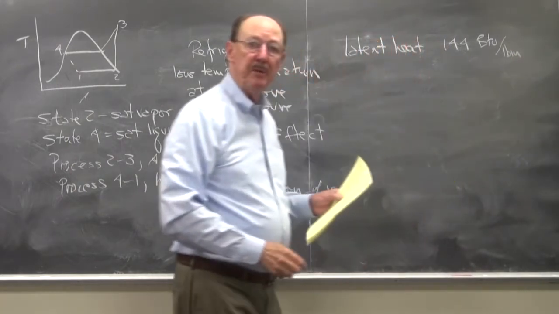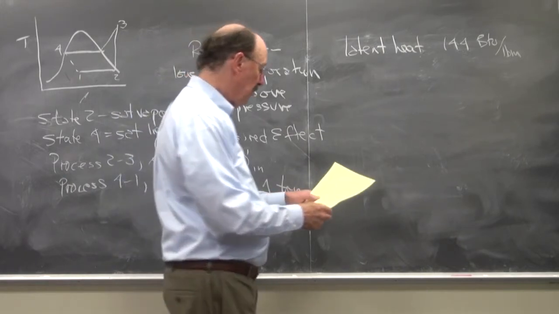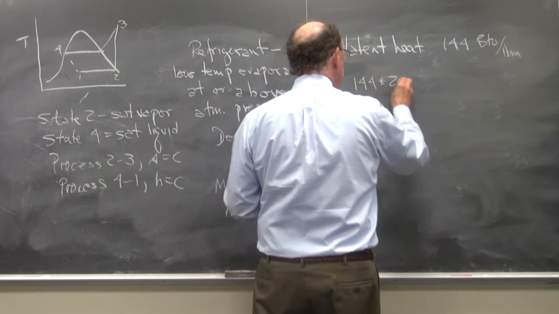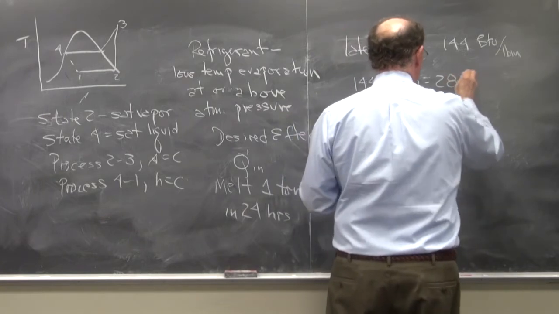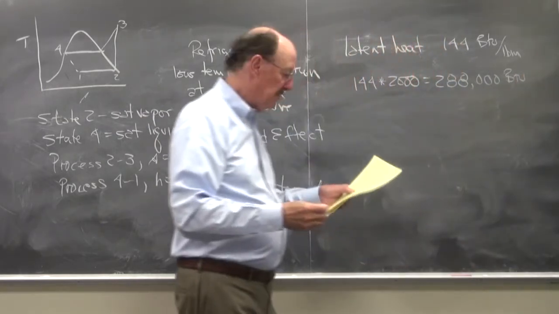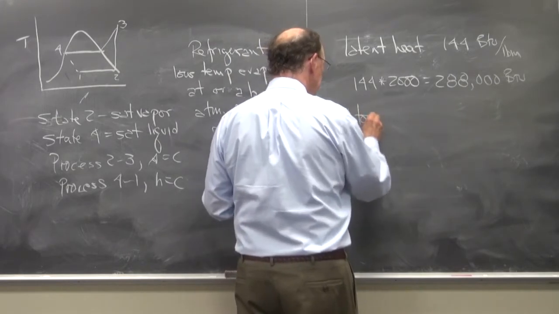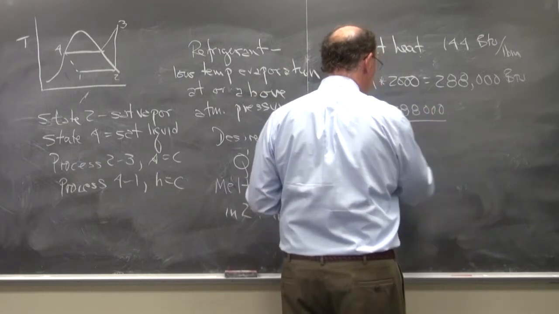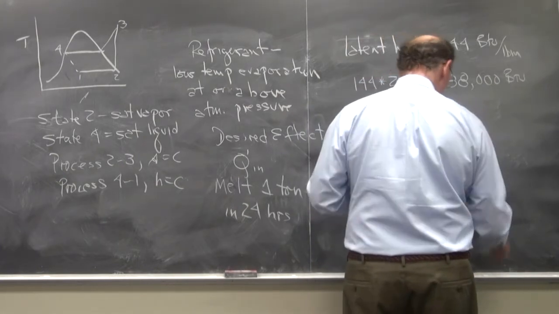And again, in this chapter, we'll be using the English units because that's what industry practice has us do. So if I look at 144 times 2,000 pounds, 1 ton, that is equal to 288,000 BTUs. That's the BTUs, and it's going to be removed in 24 hours. So 1 ton is equal to 288,000 divided by 24, which is equal to 12,000 BTUs per hour.